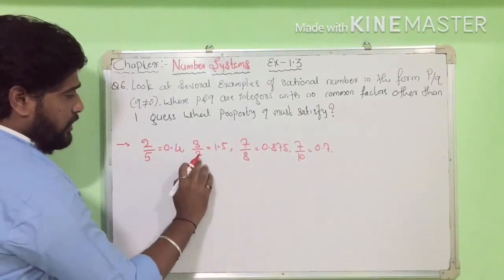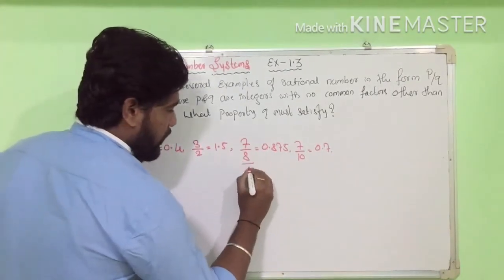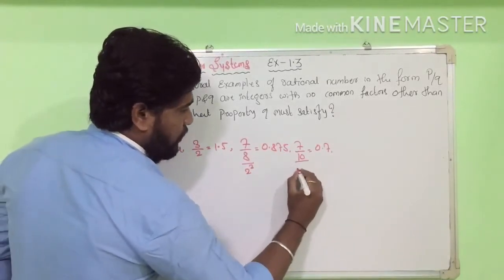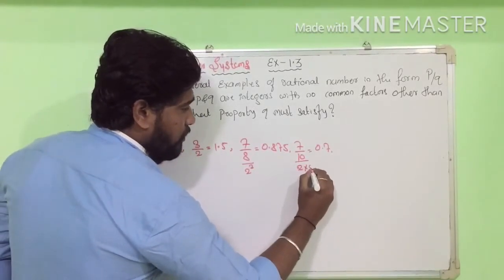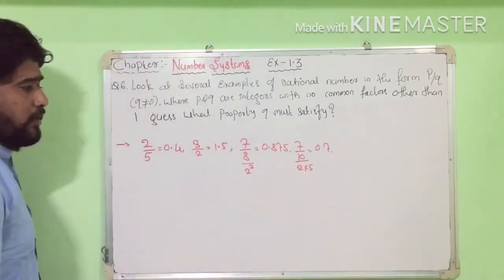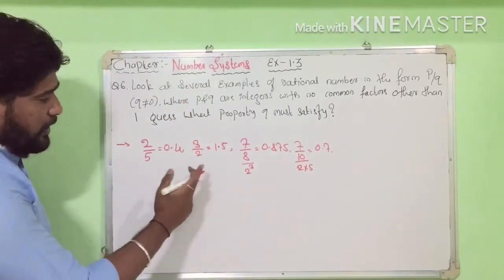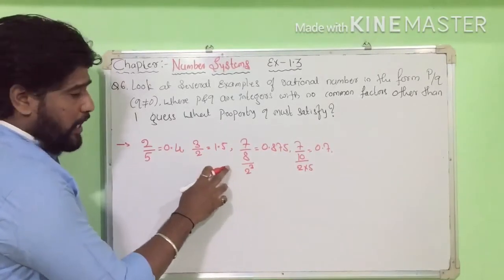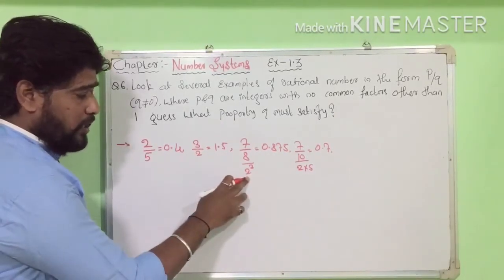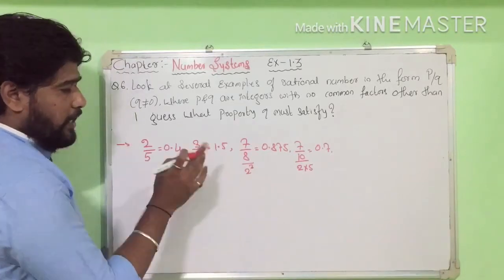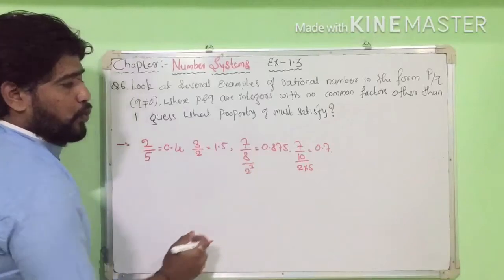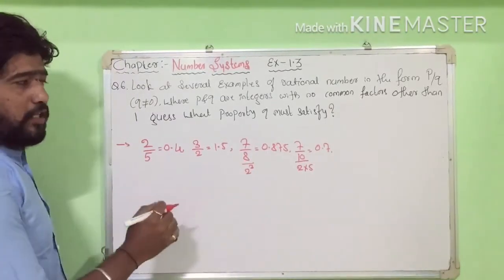So here is a 5, here is a 2, 8. 8 we can write as 2 raised to 3, 2 cube is 8, and here 10 we can write as 2 into 5 is 10, right? So look at the denominators: all denominators are either 2 or its power, and 5 or its power, or a combination of both. So this property is satisfied by q here.